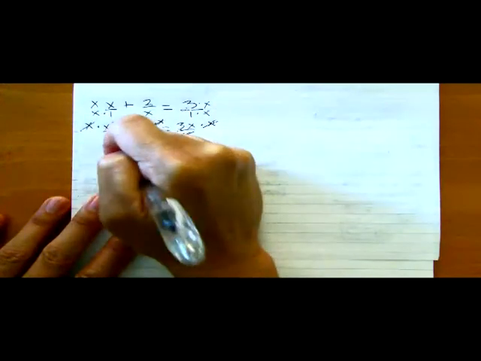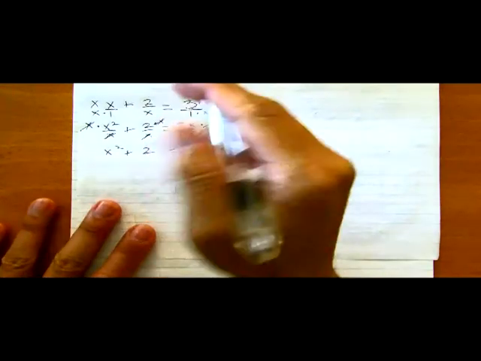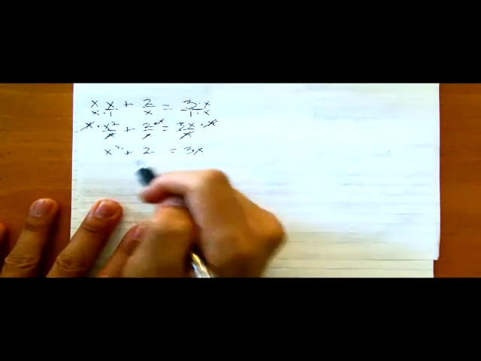Now we just have whole numbers. In a sense, not whole numbers, but no fraction. x squared plus 2 equals 3x. Since there's an x squared in the problem, we should try and get a 0 on one side. We're going to get it in standard form. So we need a 0 on one side.